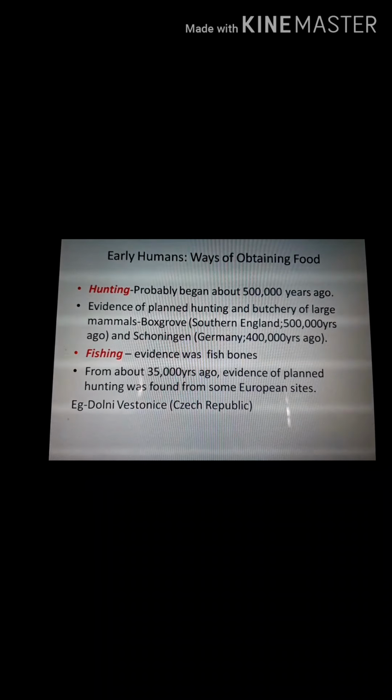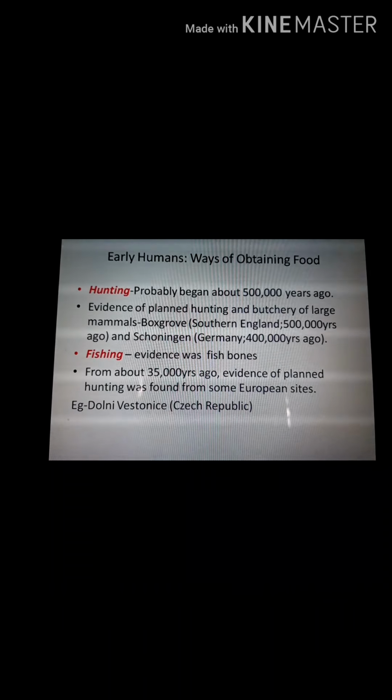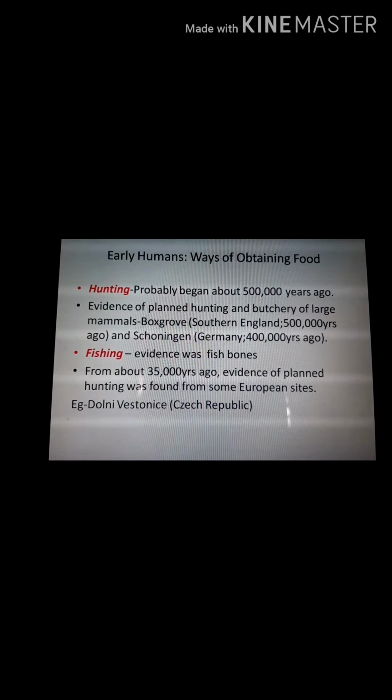From about 35,000 years ago, evidence of planned hunting was found from some European sites, and we can give the example of Dolní Věstonice in the Czech Republic. You can have a look at the map of Europe where you can find some of the important hunting sites of Europe.